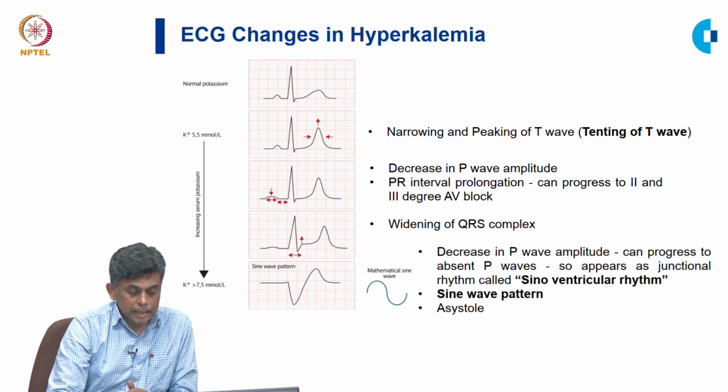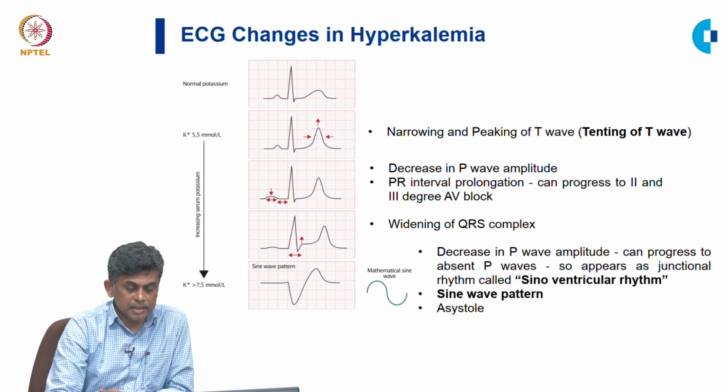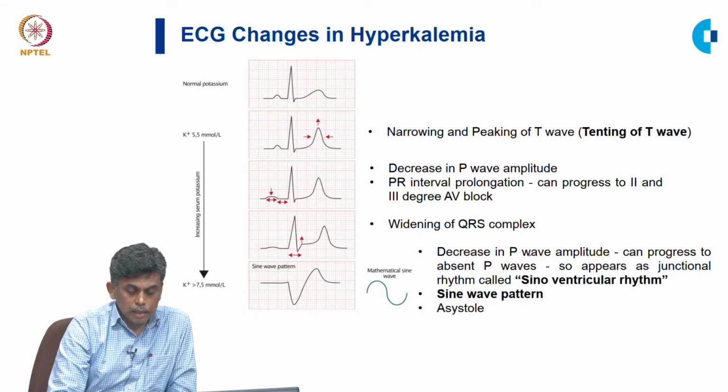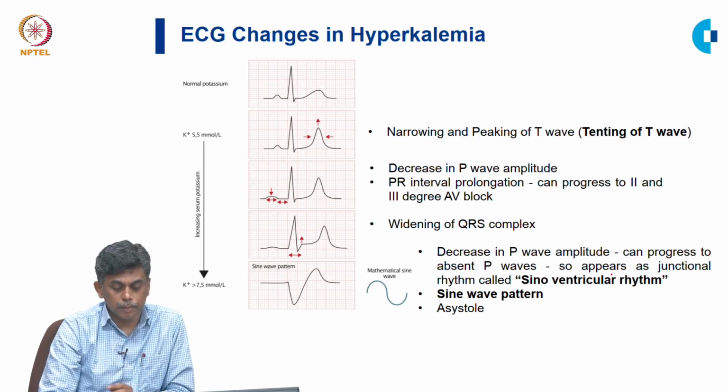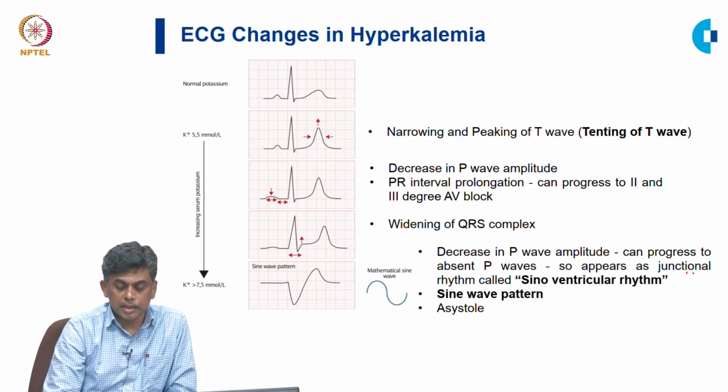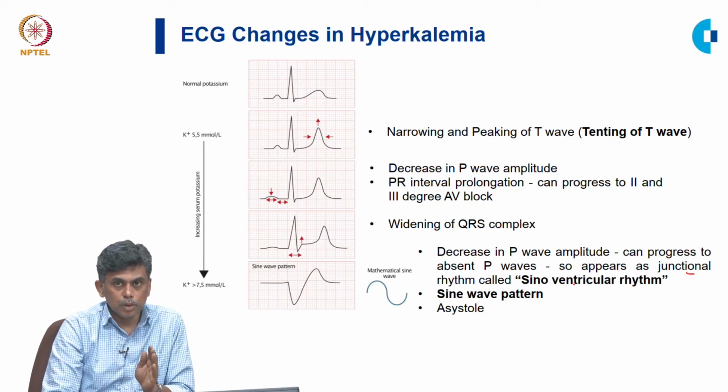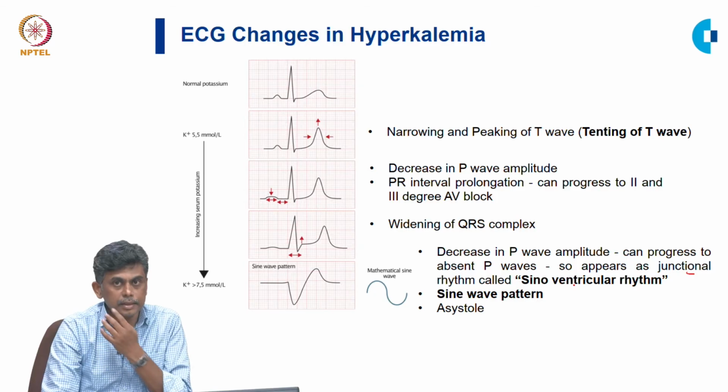Then as the potassium increases still further, there is total absence of the P wave, as the P wave amplitude decreases very much. You may not be able to see the P wave at all, and when the P wave is not there, only the QRS complex is there, it appears as a junctional rhythm, and this rhythm is called sinoventricular rhythm. Though the rhythm starts from the sinus node, the P wave is not seen. As a result, you see only a junctional rhythm, and so it's called sinoventricular rhythm.